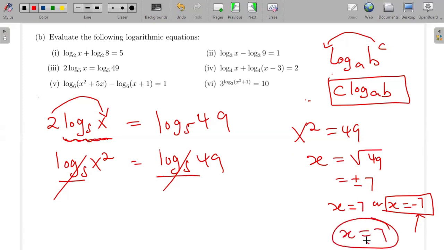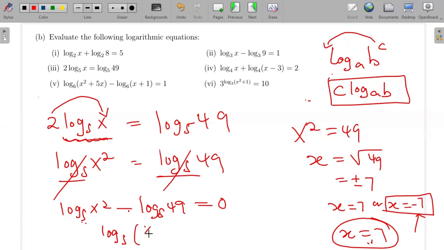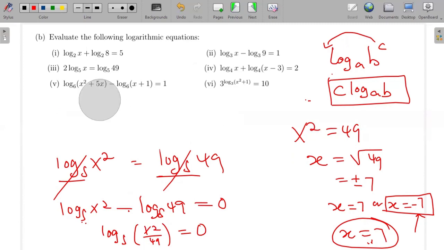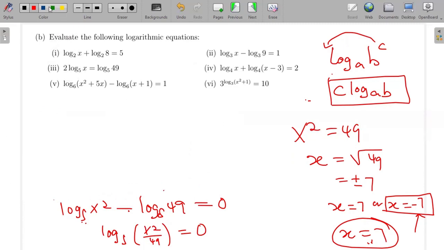So we can also get this answer by just using the laws of logarithms. So let's say we had log base 5 x squared, and then I take this guy to the left. So it will be log base 5 49 is equal to 0. Now I see that the same base is here, and I'm subtracting. So I can say log base 5 x squared over 49 is equal to 0. Okay, so now I can turn this into exponential.